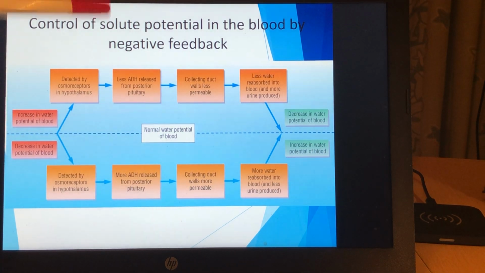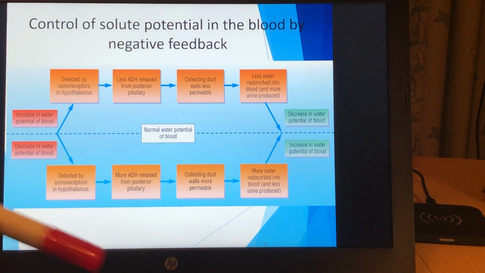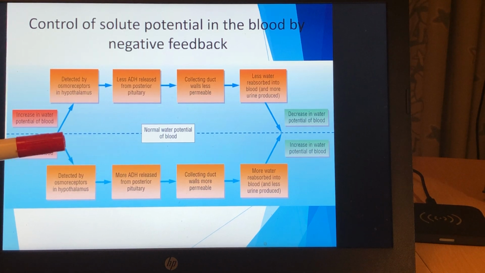So drinking large quantities of water is going to cause the water potential of your blood to rise. Now, up until now, we've been talking about solute potential, but the two things are basically going to work in the same way, because as you know from osmosis, water potential is solute potential plus pressure potential. And we're talking about liquids here, we're not talking about cells. So if the water potential is rising, that's because the solute potential is rising.